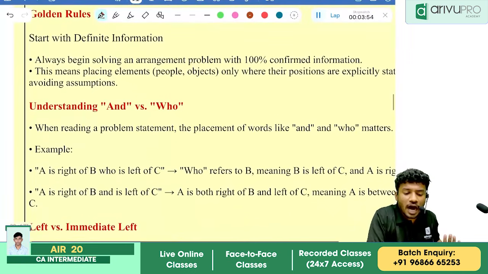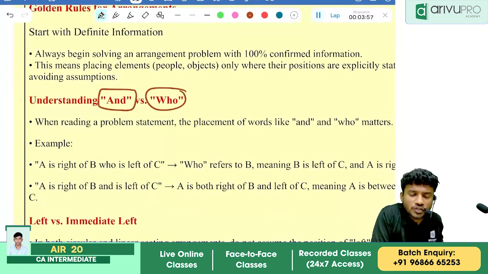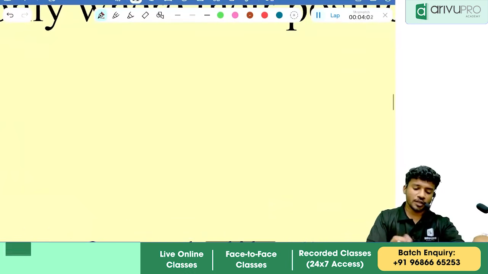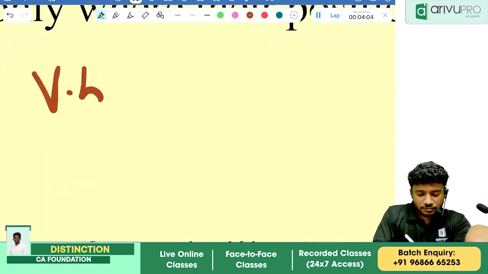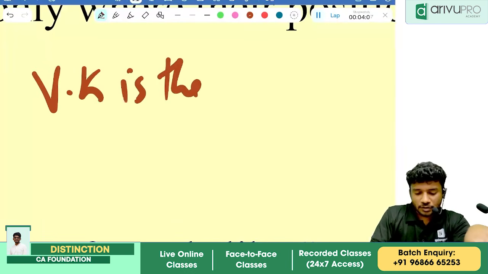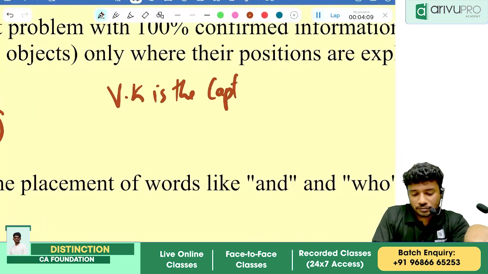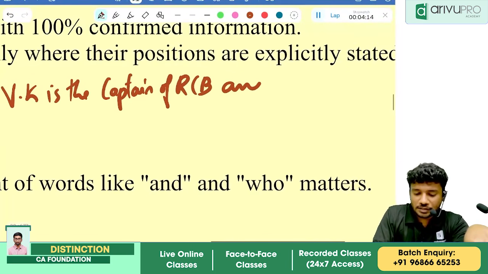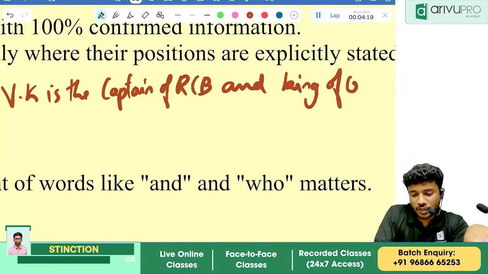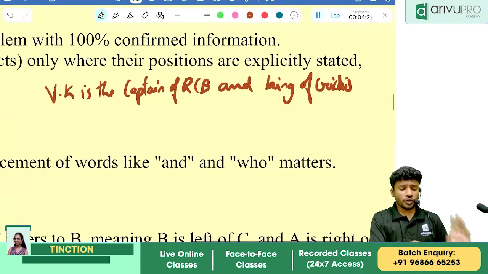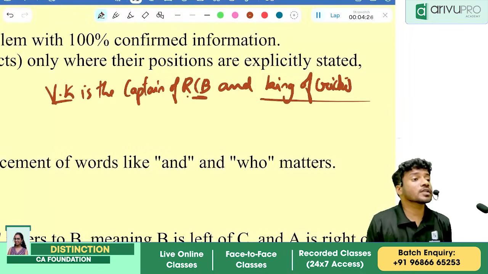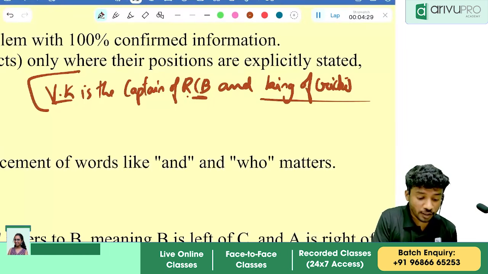Then, understanding "and" versus "who". This is very important. Some people don't know till now. I will explain. Virat Kohli is the captain of RCB and king of cricket. Okay, I'm just telling you that. So what do you know? Virat Kohli is the captain of RCB and king of cricket. Who is the king of cricket? Virat Kohli. We are talking about the first person.